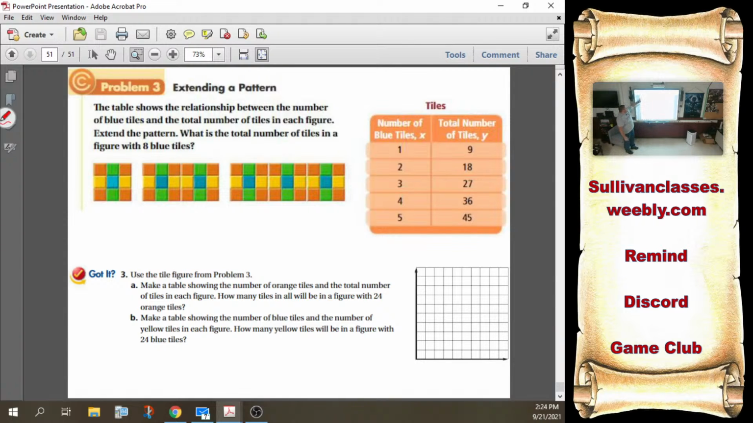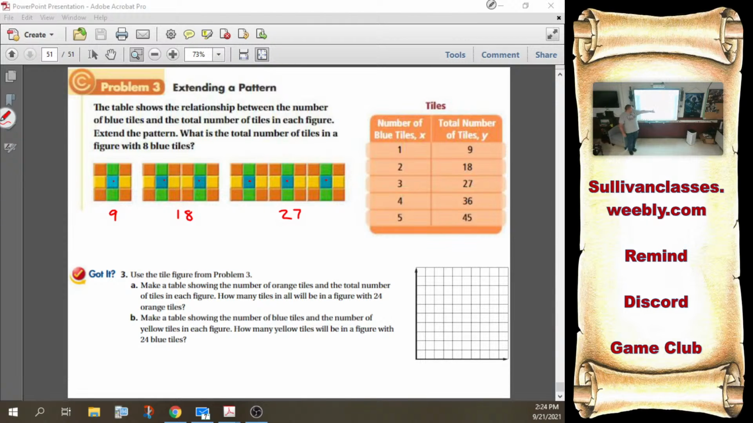Okay. Table shows relationship between number of blue tiles, okay, so those are the center ones, and the total number of tiles in the figure. So right now I see 1 blue tile, but there's 9 altogether. I see 2 blue tiles, but there's 18 altogether. I see 3 blue tiles, but there's 27 altogether. And then, if I see this pattern, could I keep going? What are they doing every time to the number of blue tiles? Adding 1. What are they doing every time to the total tiles?